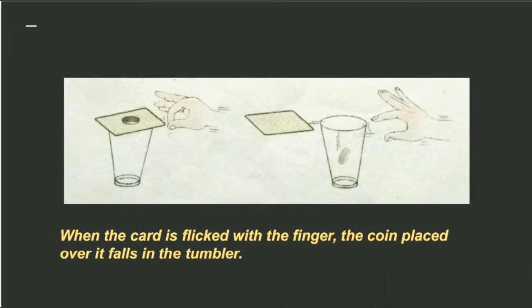Here we see a 5 rupee coin set on a stiff card covering an empty glass tumbler standing on a table. If we give the card a fast and sharp horizontal flick with a finger, then the card shoots away and makes the coin fall vertically into the glass tumbler. This is due to inertia of the coin, which tries to maintain its state of rest even when the card flies off.